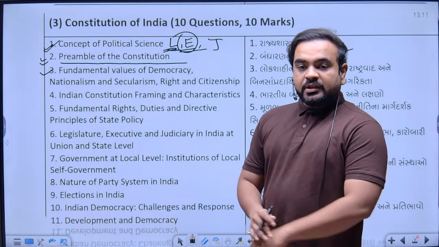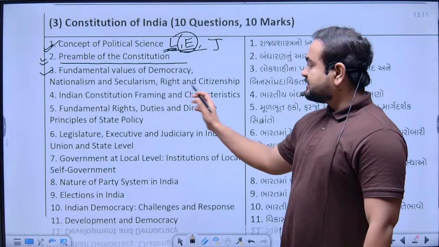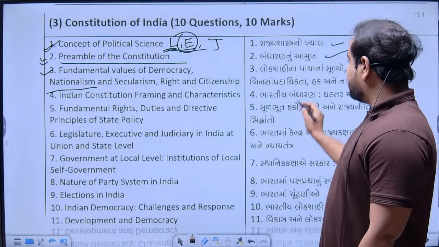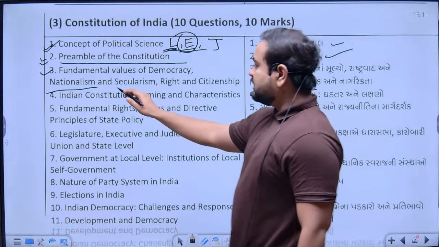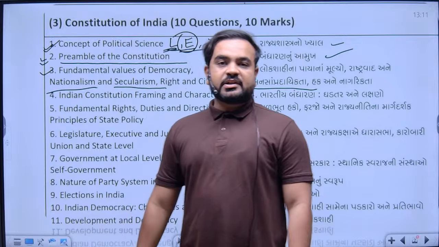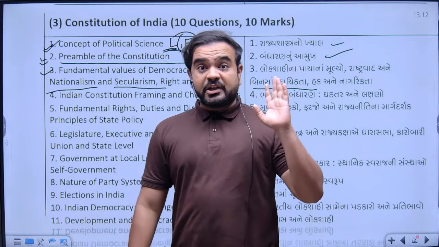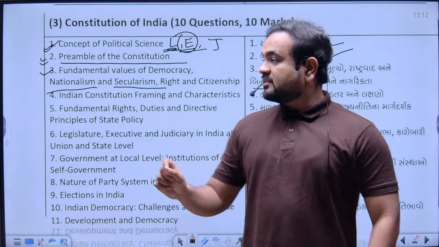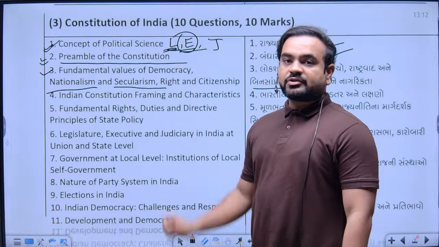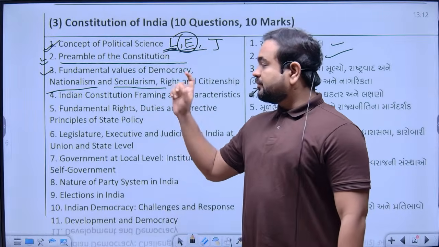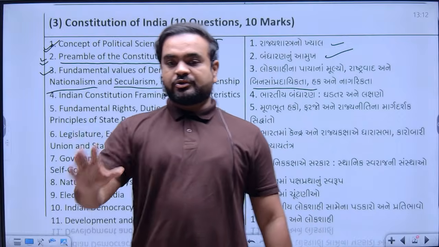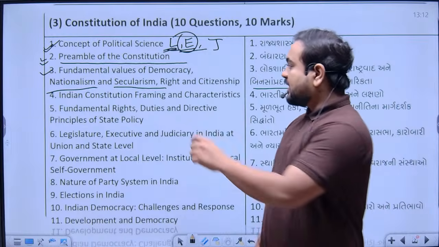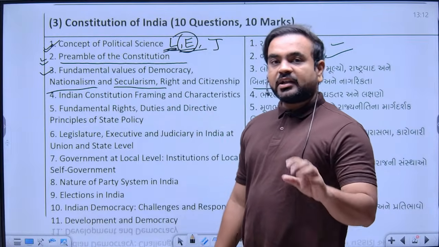Then there is one point, nationalism and secularism. Nationalism in Gujarati you can say રાષ્ટ્રીયતા, and secularism means બિન સાંપ્રદાયિકતા. The word secularism is actually written in the constitution. Please, if anybody knows, answer by which amendment this word was incorporated in our constitution.